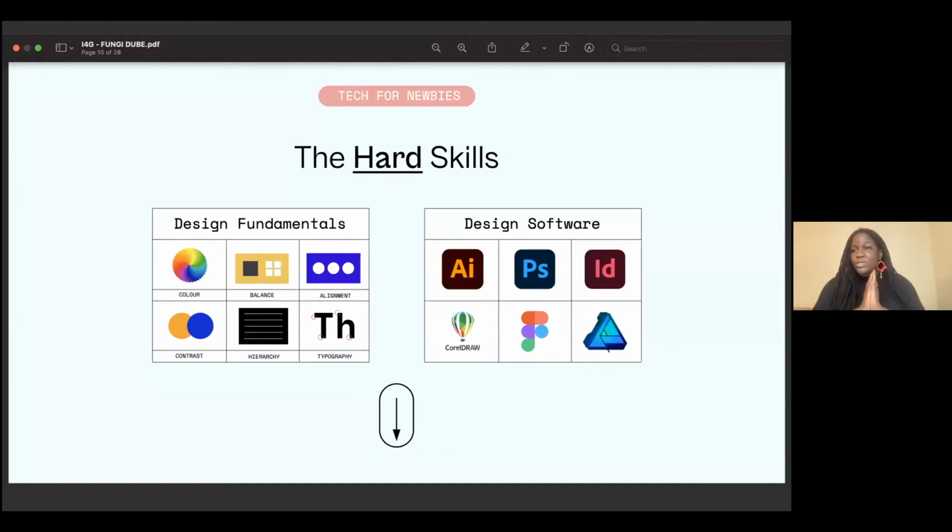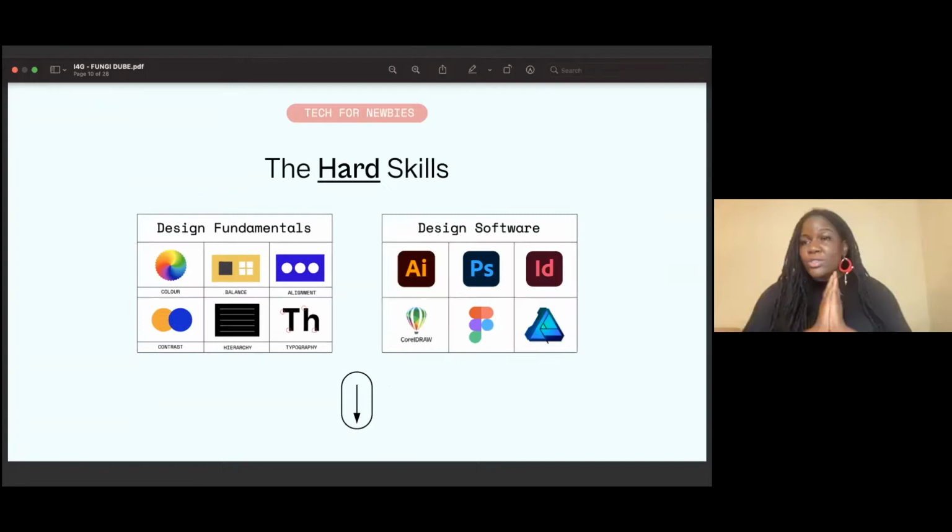So the choice is yours. I am an advocate for Adobe Creative Cloud because of the communication between the different apps. But also if you're starting out, it may not be your best option because the Adobe subscription is not cheap. So that is something you may have to consider: what are my other options?